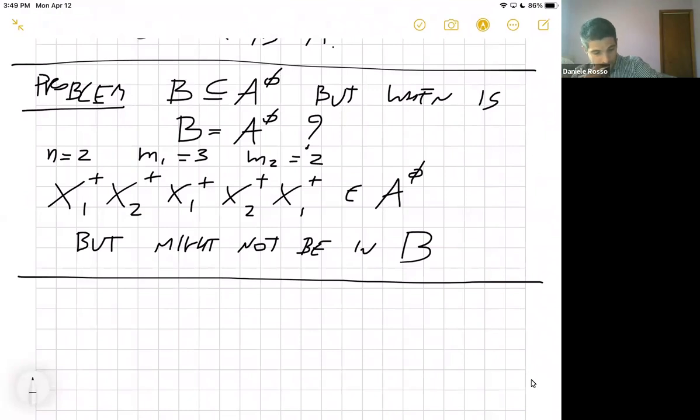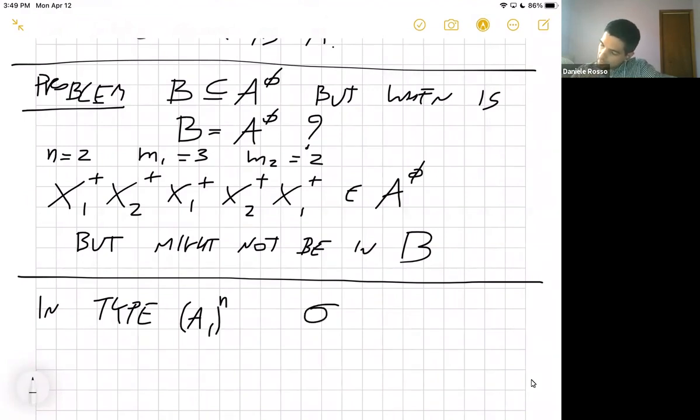So, what are some cases in which we can prove what we want? Well, type A1 to the n is one of them. If we have type A1 to the n, that means that in our parameters, sigma of Tj has to be a multiple of Tj.